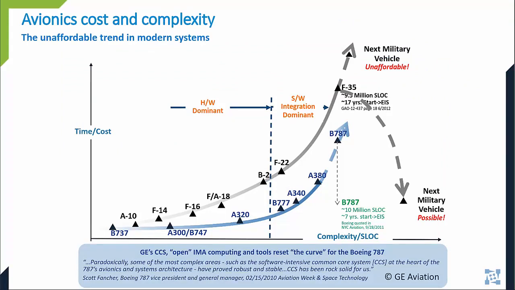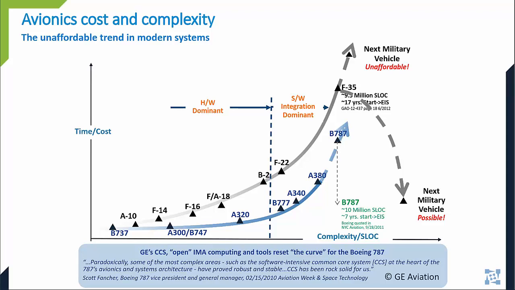Now, this is a chart that the FACE Consortium uses to show the unaffordable trend that we were in building modern avionics, and also the trigger that sparked the birth of FACE. As you can see, the cost to develop, integrate, and maintain software continues to grow at an exponential and unsustainable rate. Now, GE's Common Core System, CCS, changed the approach in developing avionics. It provided the much needed revolutionary course that reset the cost complexity curve for the 787 and increased productivity.